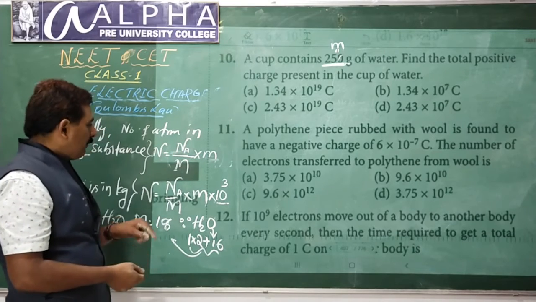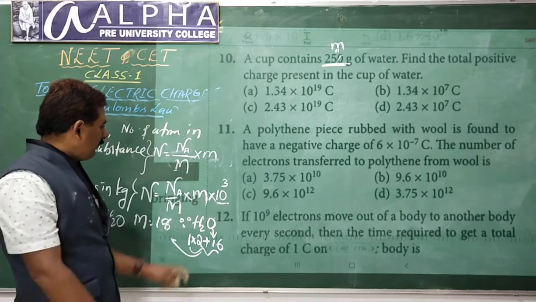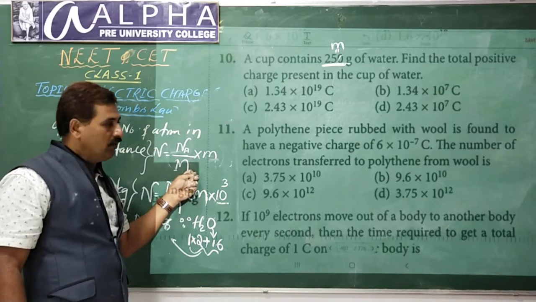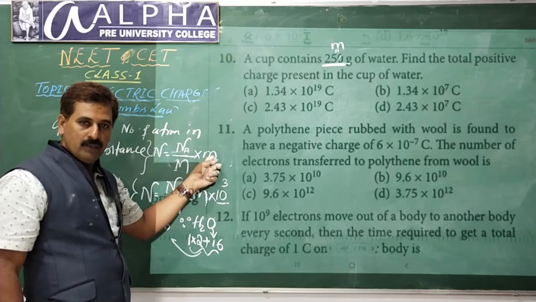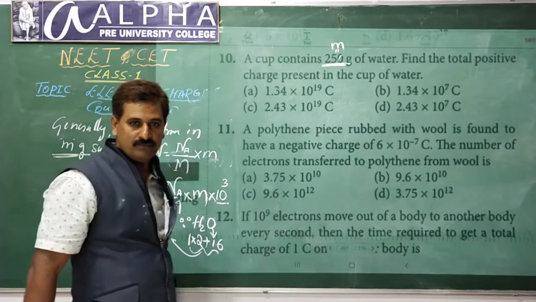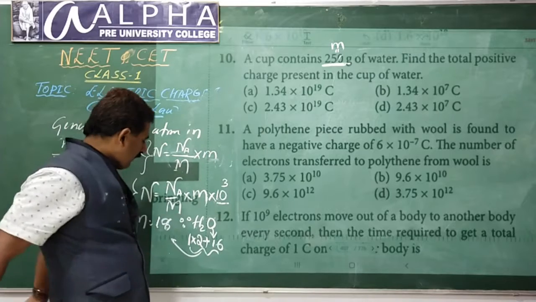Then what is the number of atoms in 1 gram? 1 gram is Na by M into m. What is m? Mass given. What is the mass given? 250 gram. That's it. Now one more point you have to remember.